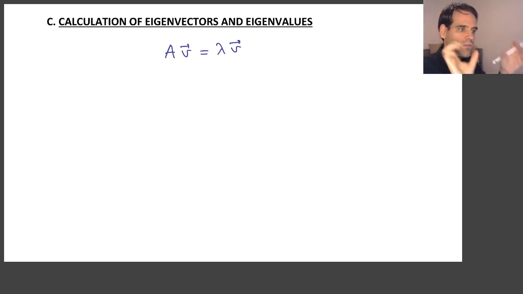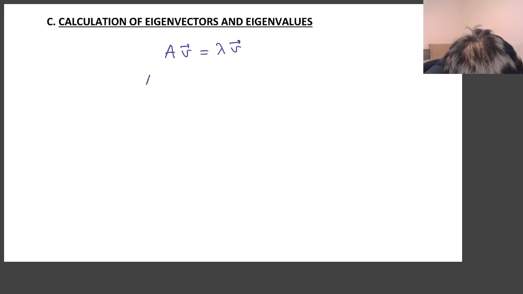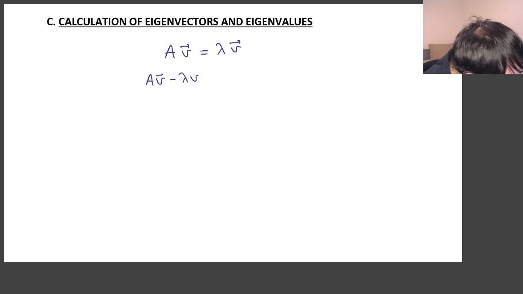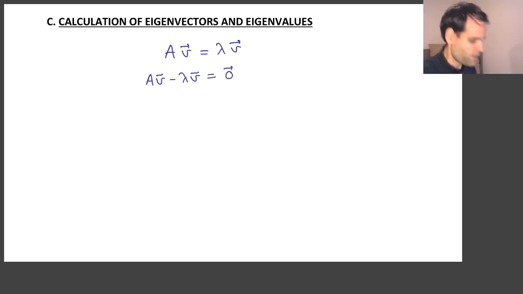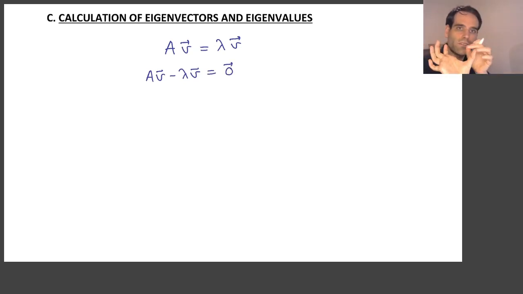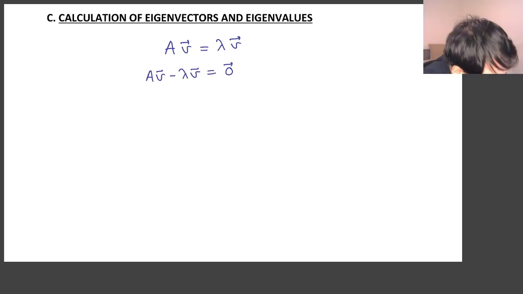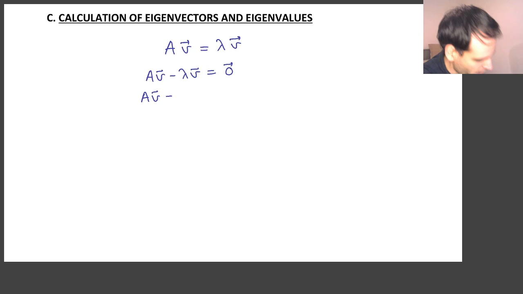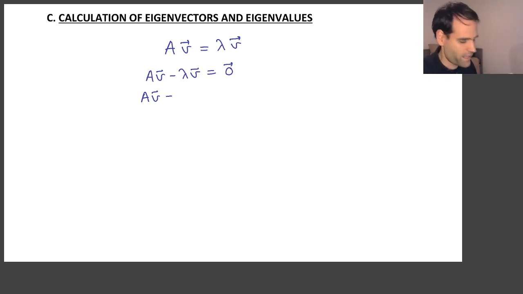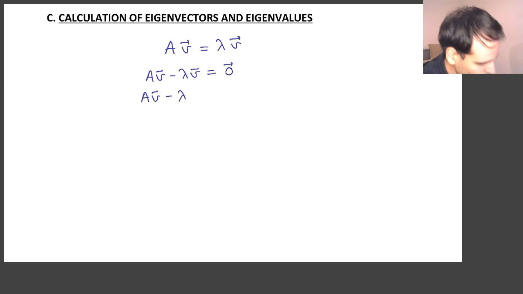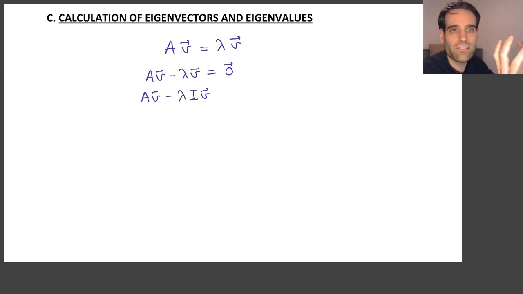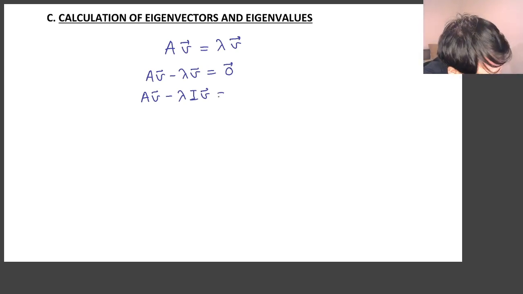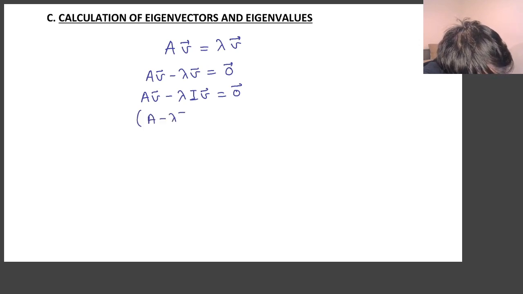Now we do some algebra. So we bring lambda V to the left-hand side. A times V minus lambda V equals 0. And now I want to factor out vector V. But remember that in order to do this, we need an intermediate step here, because we cannot do A minus lambda, because A is a matrix and lambda is a scalar. But we can say that our vector V is equal to the identity matrix times V, right? Because the identity matrix leaves vectors unchanged. So we can always write this. And now we are ready to factor out V. So we can say that A minus lambda I, identity matrix, times vector V equals 0.